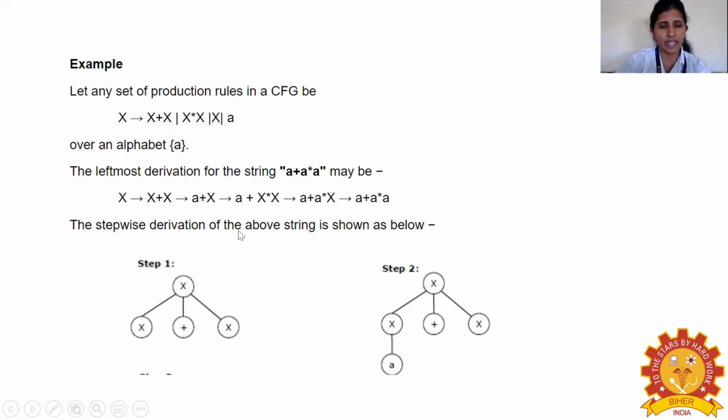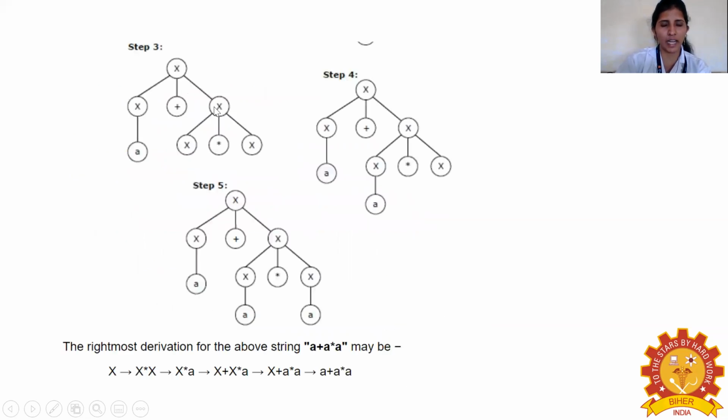The stepwise derivation of the above string is shown below. In the first step, we write the first production rule X + X, and for the leftmost X we substitute a. Then again for the leftmost X, we substitute X * X, and for the leftmost X in the next step we substitute a, and finally for the remaining X we substitute a.